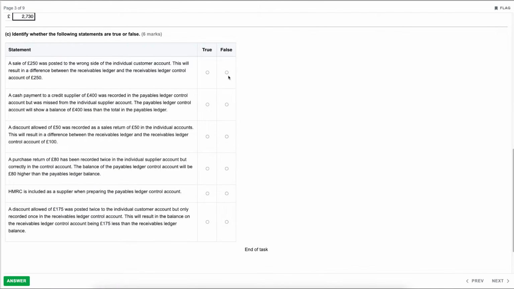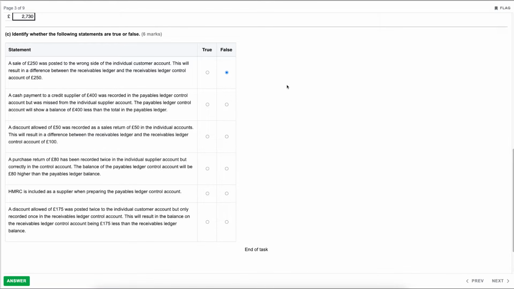Okay, so that first one would be false. The reason being, it's all to do with being posted on the wrong side. So if it had just not been posted, then that would cause a difference of £250. The problem is, if it's been posted on the wrong side, so in this example, that would be that it had been posted on the credit side rather than the debit side of the individual customer account. Now, the problem with that is you've effectively doubled the difference. Okay, because not only are your debits now £250 too low, your credits are £250 too high.